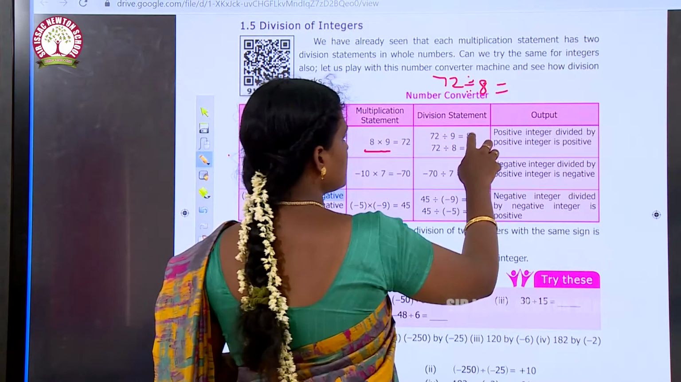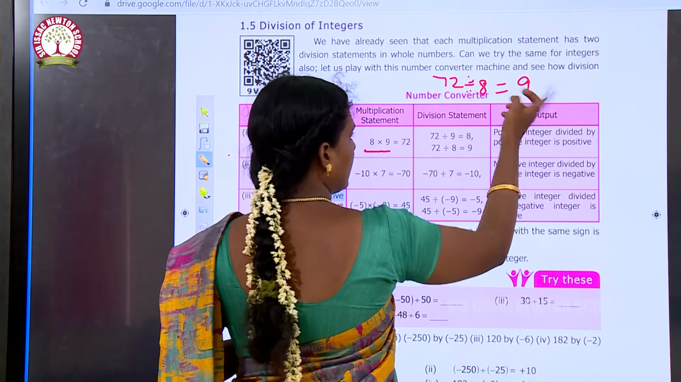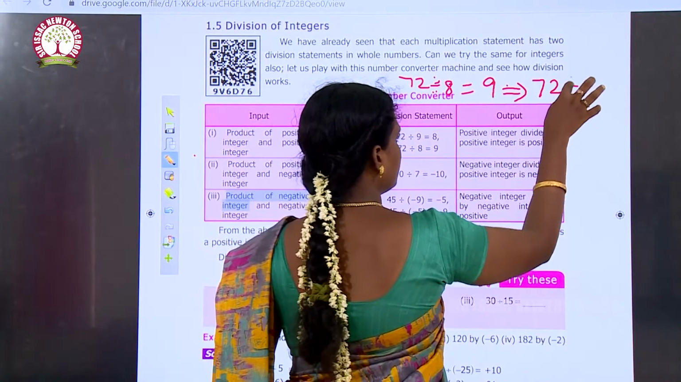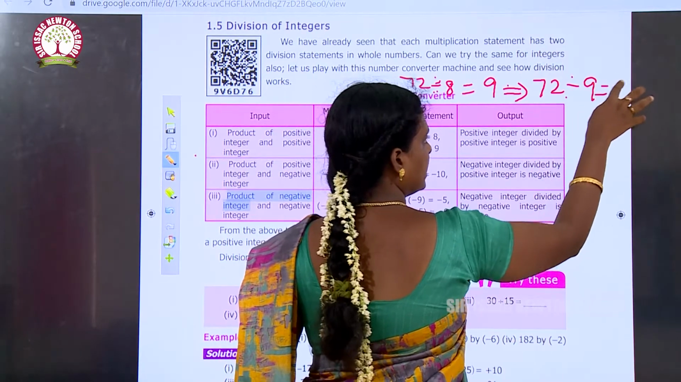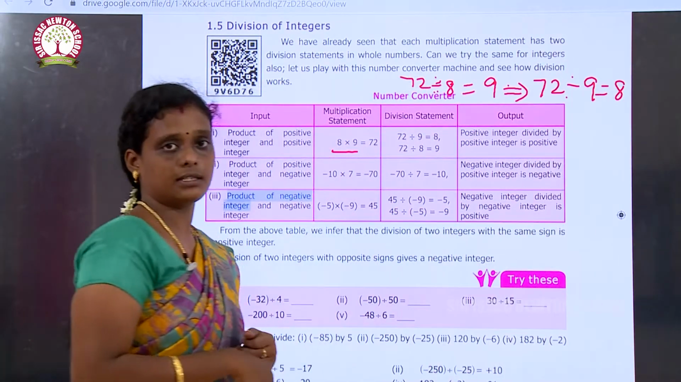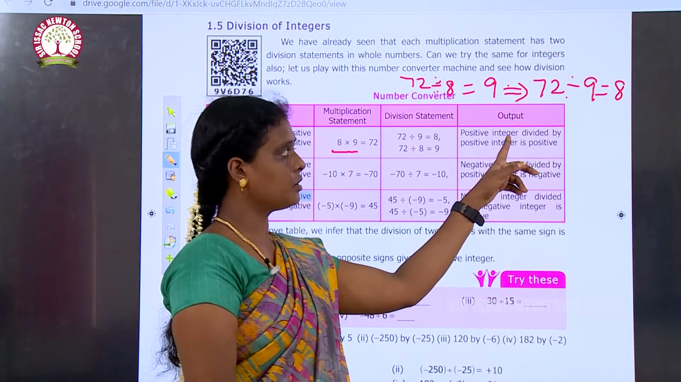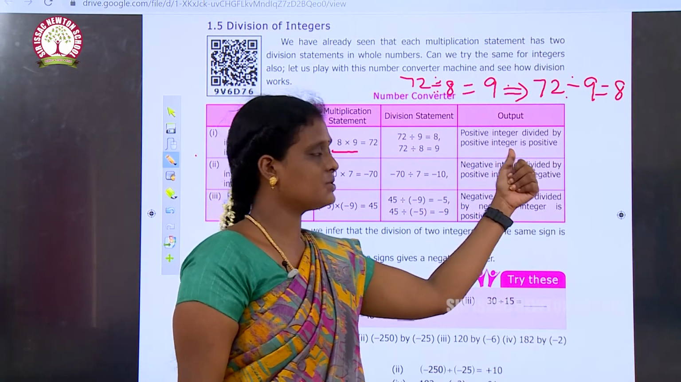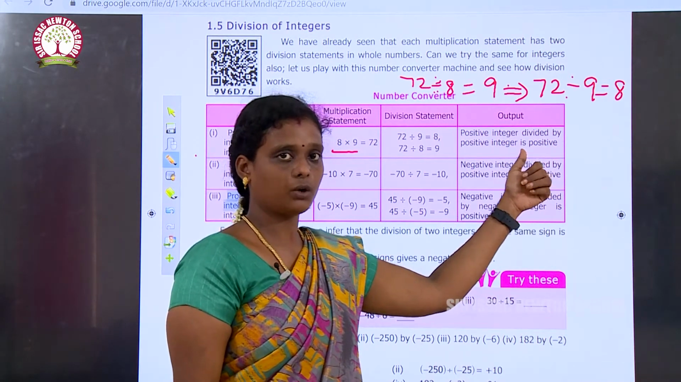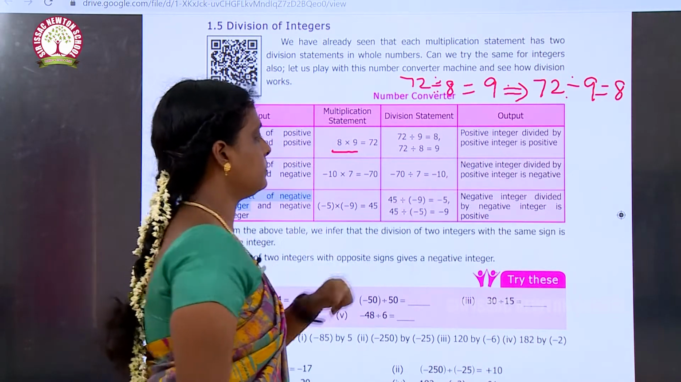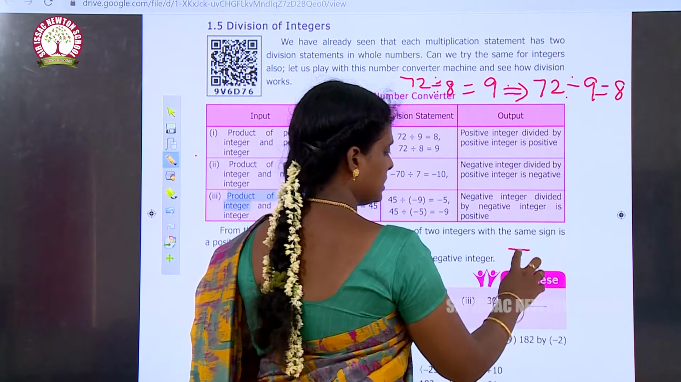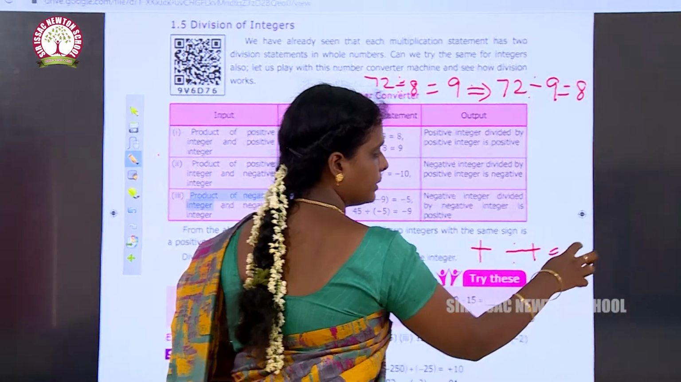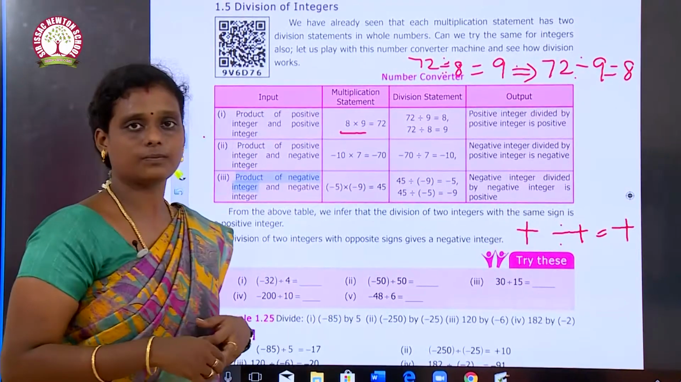So what is the answer? 9. Likewise, 72 divided by 9 will give 8 as the answer, okay? So what is the output here? Positive integer divided by positive integer is positive, okay? So positive integer divided by positive integer will give a positive integer, okay?